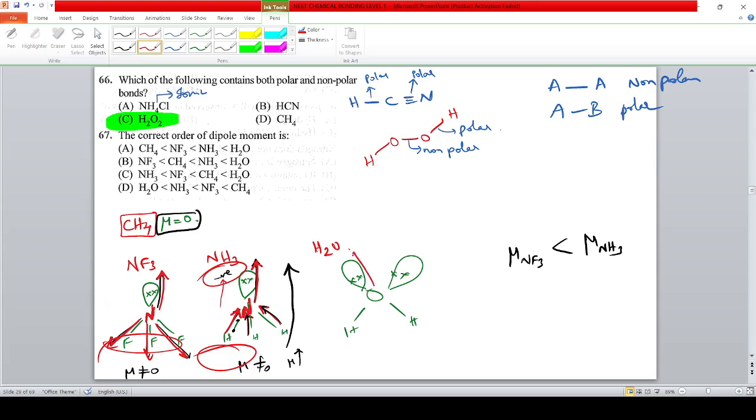Whereas here, more pulling on the top and these fellows are pushing. The car will move very, very faster. So, water value will be very, very high. And this is very, very low because this is 0. So, the exact answer for the question is water should be the highest, methane should be the lowest, and NF3, NH3, yeah, order A.